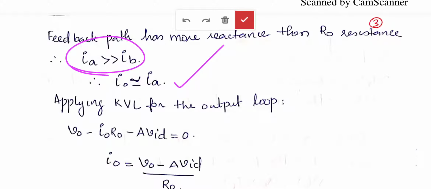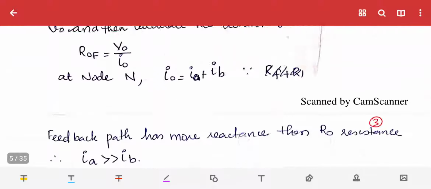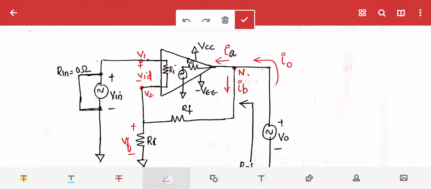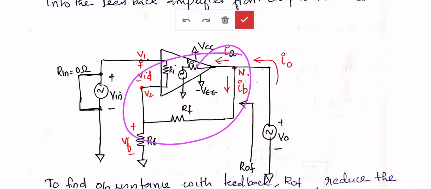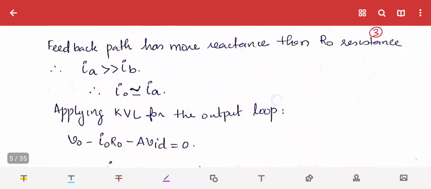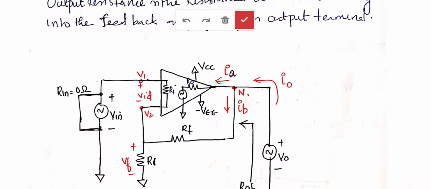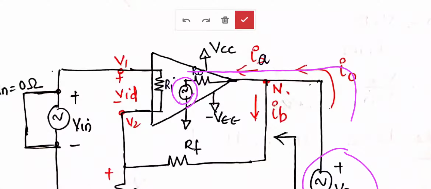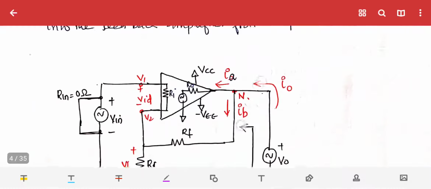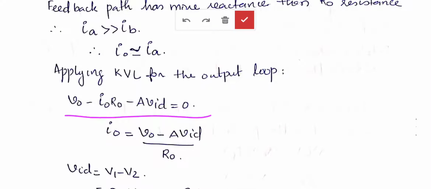Now we are applying KVL at the output loop. Which is the output loop? This is the output loop. Applying KVL, what we will get? VO minus IO RO, and what is this voltage source? A into VID, right? Minus A into VID is equal to 0. So VO minus IO RO minus A VID is equal to 0.